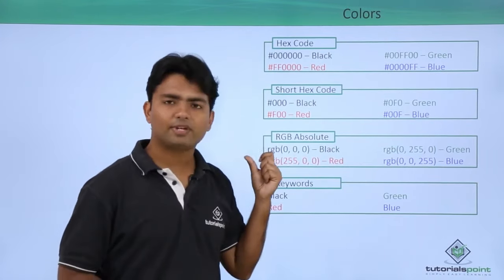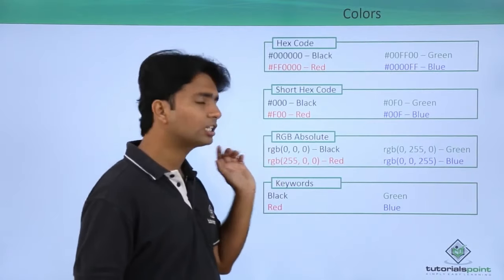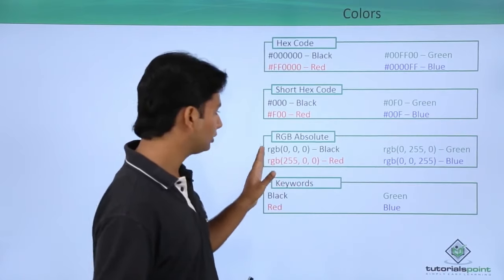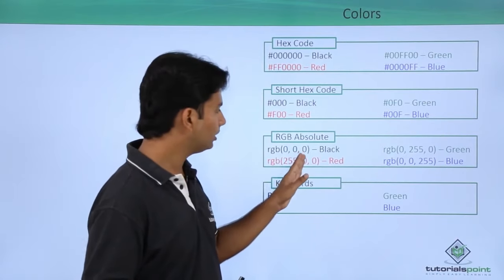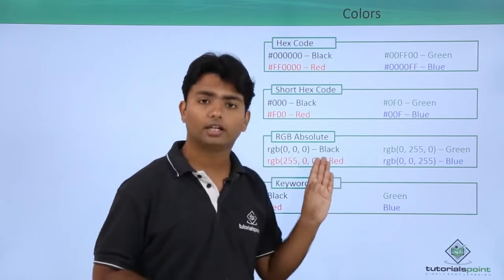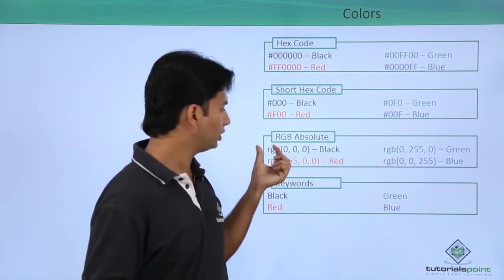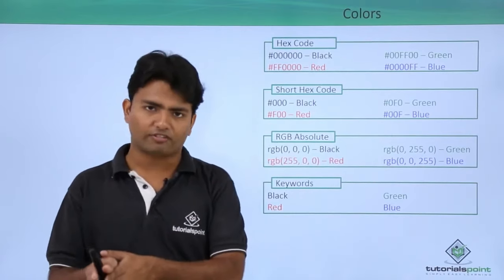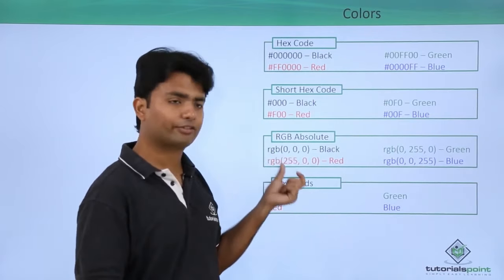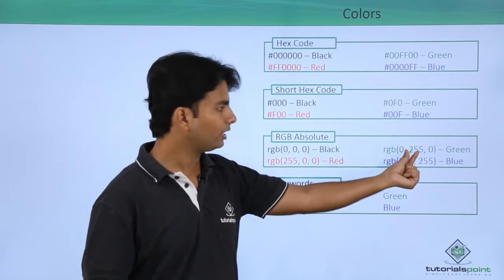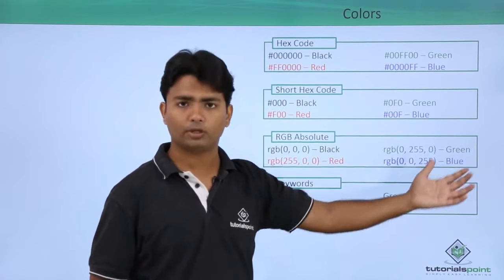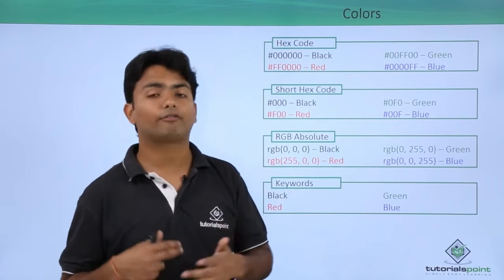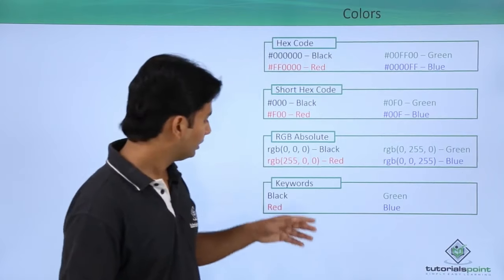Then it is RGB absolute, where I will use this RGB function and will pass 3 different parameters. The first number is for red, second is for green, and third is for blue. So again, this is the RGB. The value can vary from 0 to 255. So if I pass 255 in the first, that means it's going to be red. Second is for green. Third value is for blue. You can pass different values in all the 3 parameters to get the different colors available.